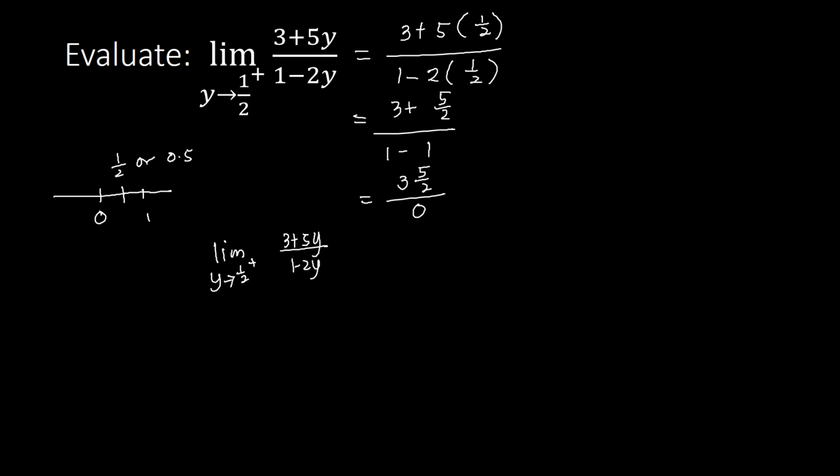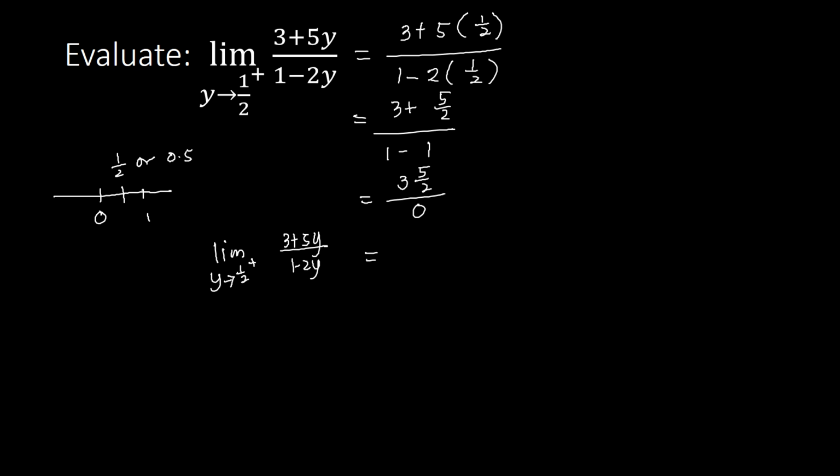So I may pick on substituting our y value with a 0.6, or you can have a 0.55. That's really fine, as long as you're picking a number which is close to that approach value, which is 1/2 or the 0.5. Okay, so I'll be picking again a 0.6.